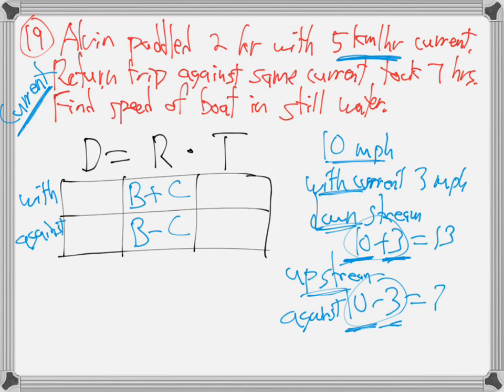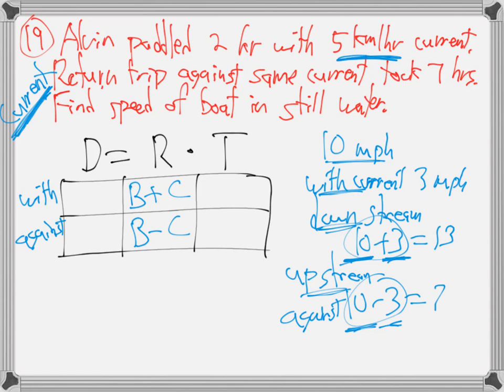Makes sense? The 2 rows become "with it" and "against it." The plus is when the current adds to your speed. The minus is when you're turned around fighting against the current, going upstream, and it slows you down. Does that make sense? So you always begin that way on a current problem. Travel with current involved. Okay, so let's put in the numbers now.